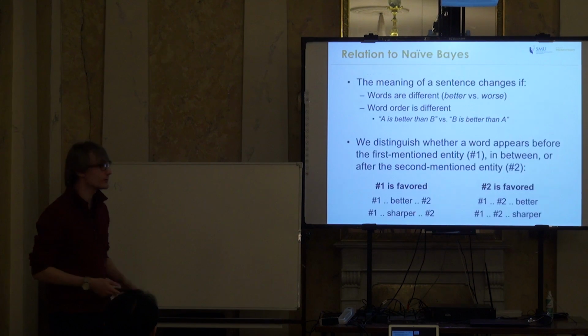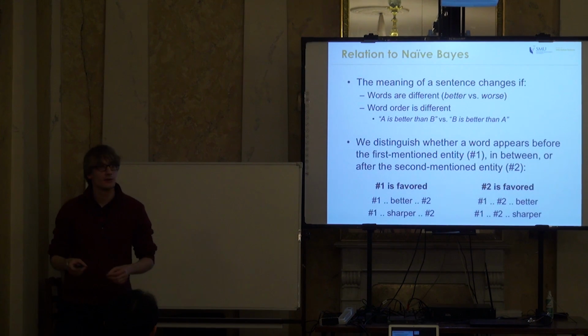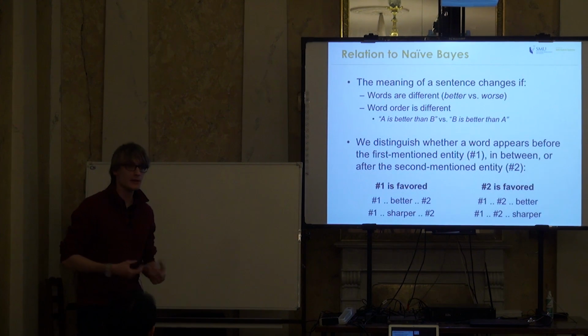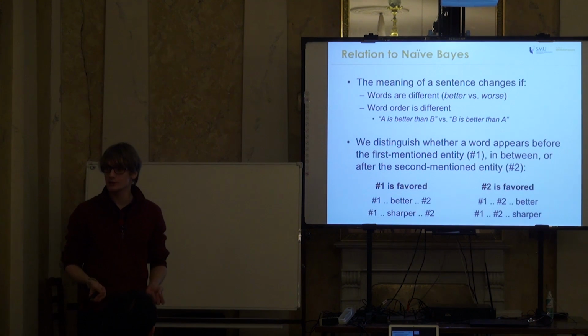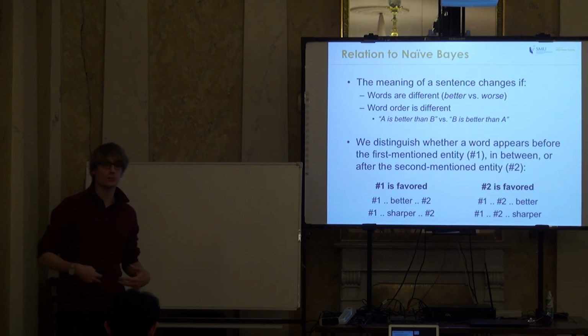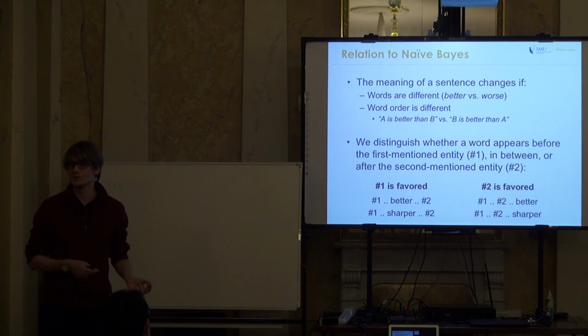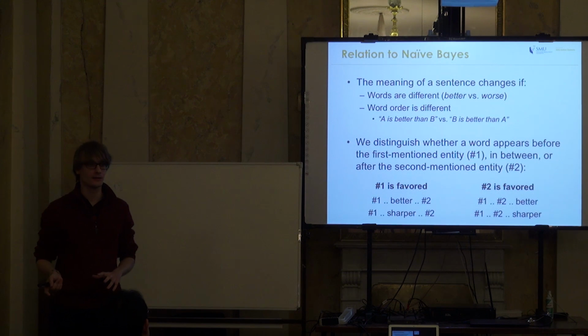So now, how do we write the sentence? We can observe two things here about the meaning of the sentence, essentially. The meaning of the sentence changes when the words are different, like better or worse. And second, when the word order is different. So in this case, B is better than A is completely different from A is better than B.